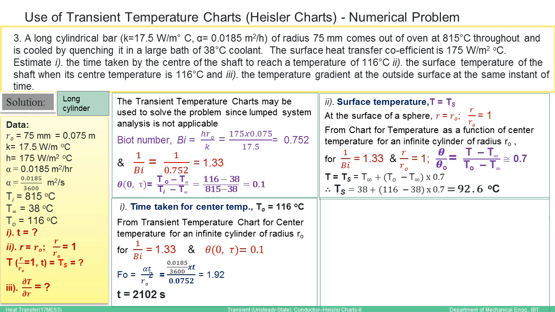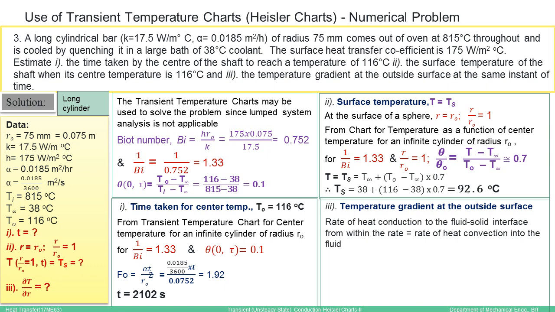For the third question, that is the temperature gradient at the outside surface at the same instant of time, we need to look at the heat balance, that is the rate of heat conduction to the fluid-solid interface. There is a thin film of fluid adjacent to the solid surface, and there will be heat conduction from the solid to that fluid film, and that rate of heat conduction should be equal to the rate of heat convection into the fluid.